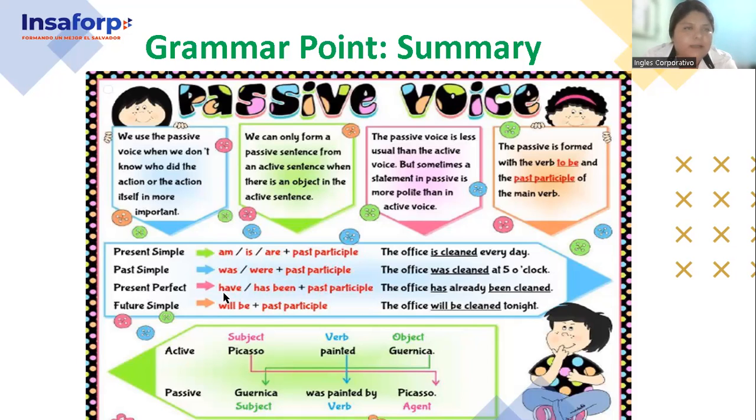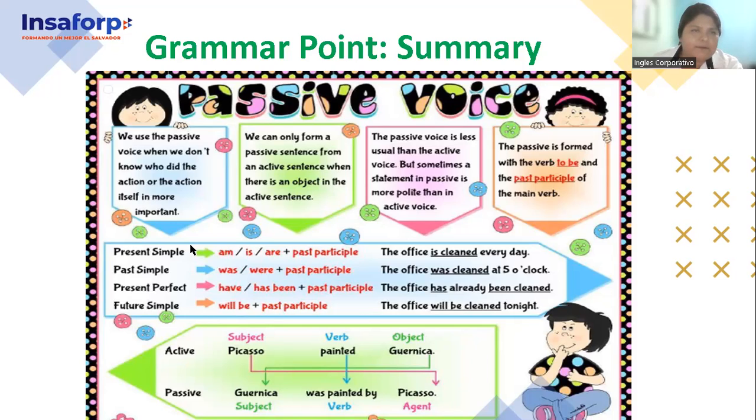Okay, and let's see, we have another tense. We have a present perfect passive form. Sara, Elisa, could you help us, please? The office has already been cleaned. Okay, perfect. So notice, since you have a present perfect tense, it means that you have to use the verb have or has, depending on the subject, right? Plus a past participle, and besides that, we have to add been, the form of verb to be, right? Been cleaned. So that's a present perfect statement.